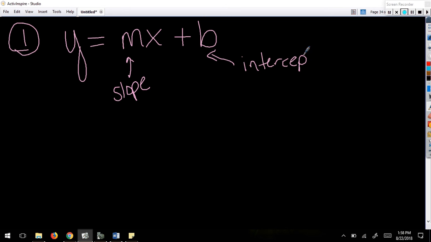What's an intercept? It's the Y-intercept. It's b, and it's where the line crosses the Y-axis.